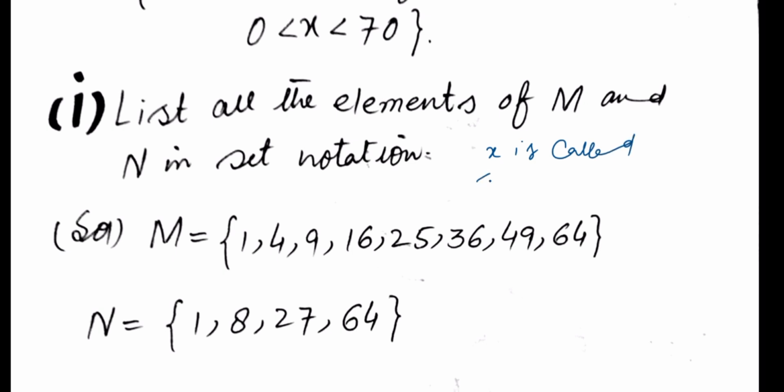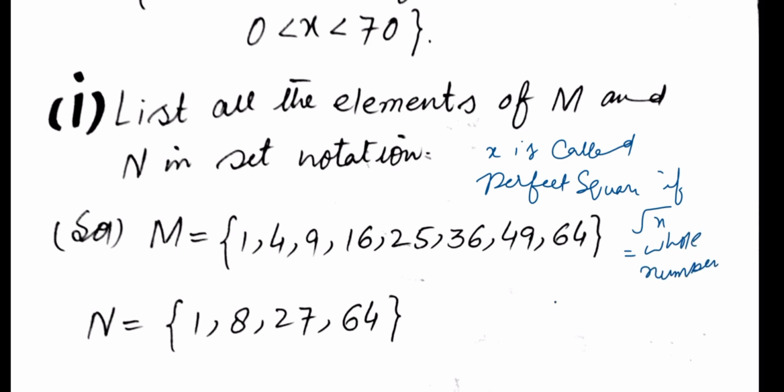if the square root of x is a whole number. Like 1: the square root of 1 is 1. Second is 4, whose square root is 2. Third is 9, whose square root is 3. So this is the proper definition of a perfect square.